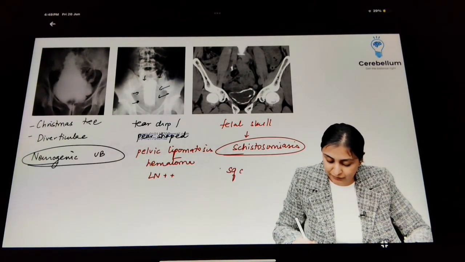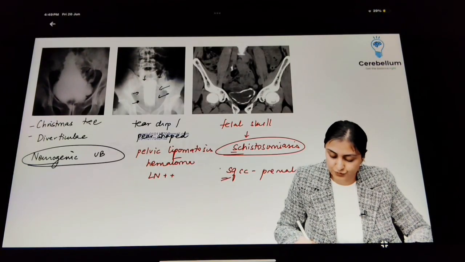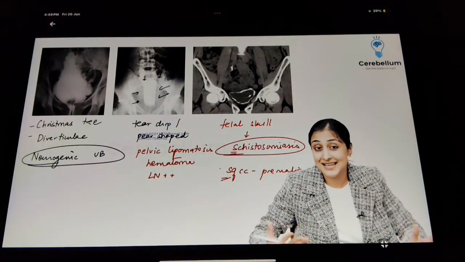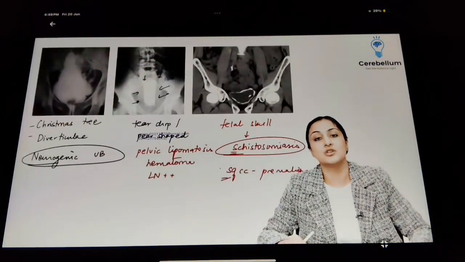Remember, this is a risk factor for squamous cell carcinoma. S for schistosoma, S for squamous cell. I hope you remember bladder schistosoma is S. hematobium. Remember terminal spine. Yeah, so that is schistosomiasis.